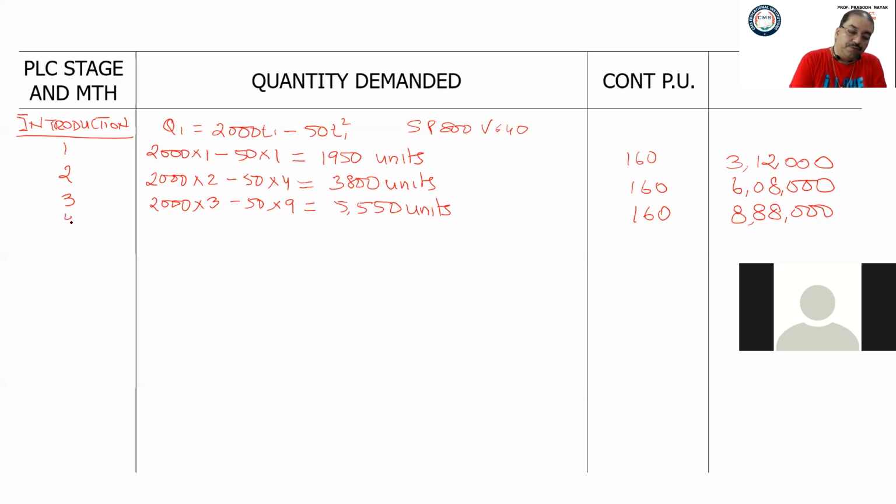Month number 4. So it will be 2,000 into 4 minus 50 into 4 square, which is 16. So that will give me 7,200 units. 160 contribution. 7,200 into 160 is 11,52,000.